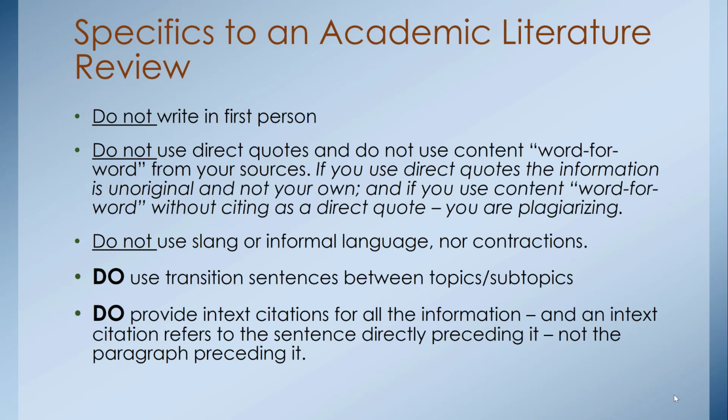Do use transition sentences between your topics and your subtopics. Take the reader, help the reader flow through that. Do provide in-text citations for all the information, and an in-text citation refers to the sentence directly preceding it, not the paragraph preceding it. So you can't write a whole paragraph of information, put a citation at the end, and that citation is substantial for that paragraph. That's not the way it works in APA. So a literature review is going to be chock full of citations. It is information you're taking from other sources. It's not information you're generating on your own. So you've got to be able to cite all of those sources.